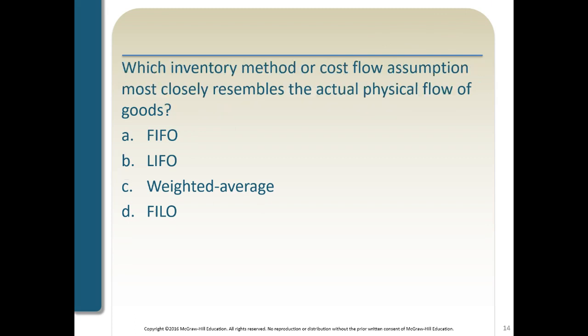Another question. Which inventory method or cost flow assumption most closely resembles the actual physical flow of the goods? So which one probably most closely reflects the way you're actually buying and selling the physical product? The answer? First in, first out.